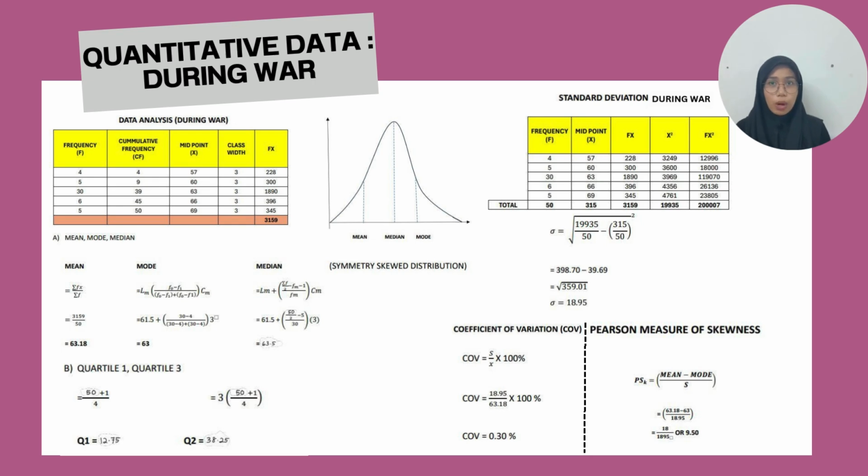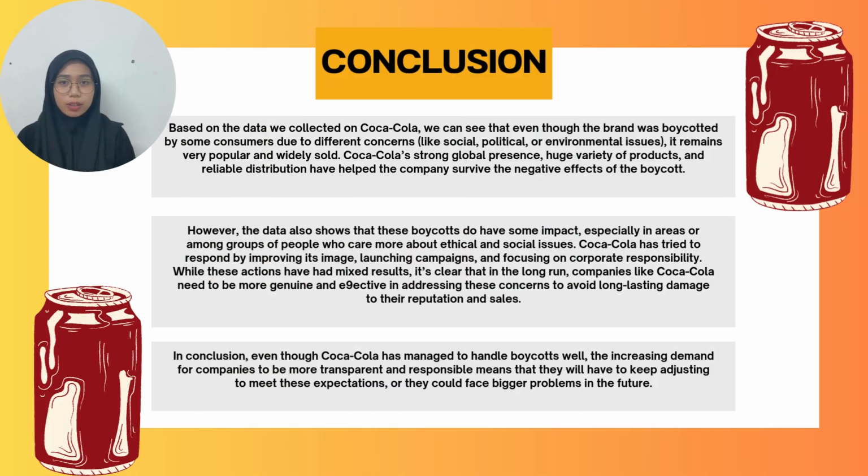Variance equals the square root of 19,935 over 50 minus (315 over 50) squared, and the total is 18.95. For coefficient of variation, standard deviation divided by mean and multiplied by 100%, and the answer is 0.30%. For Pearson measure of skewness, mean minus mode over standard deviation, and the answer is 18 over 1,895, or 9.05.